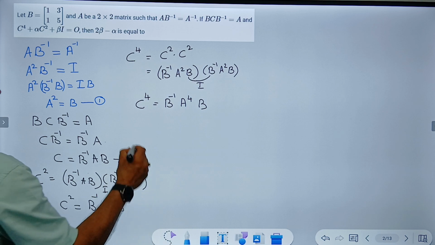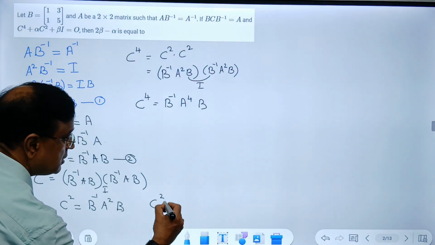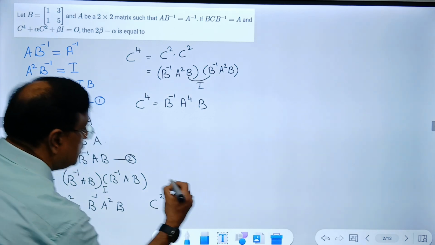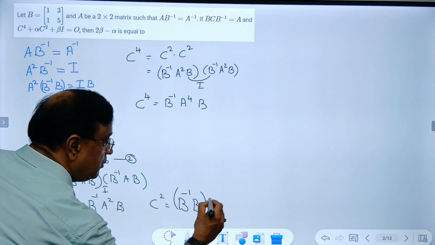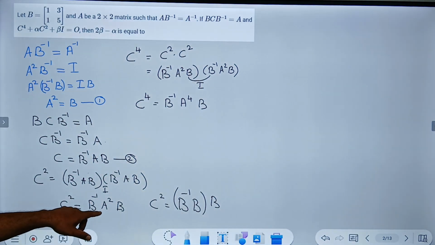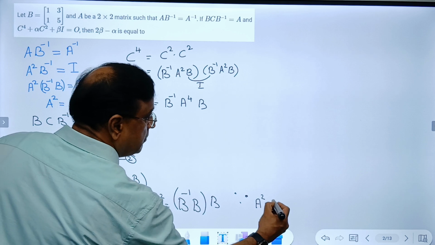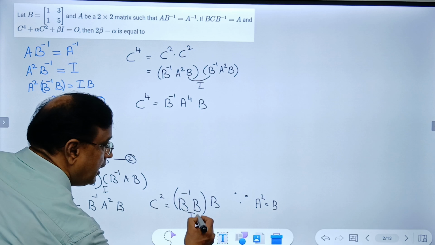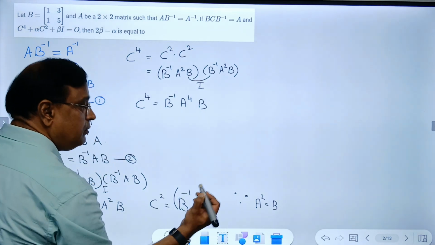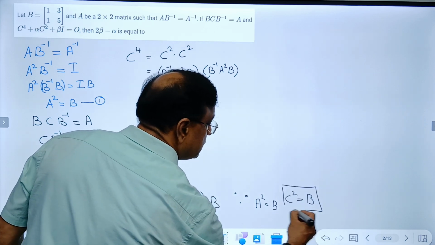Now let's come back to C square. Here C square is B inverse A square B. In place of A square, I substitute B, since A square equal to B. Now what is B inverse B? B inverse B is I, and I into B is B. So what have you proved? You have got C square equal to B. Very, very important for me: C square equal to B.